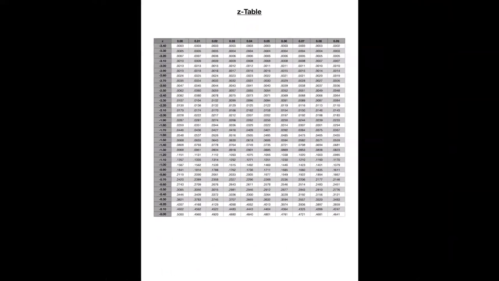Now let's look at that other Z-score. Z was equal to negative 1.43. And so what we're seeing here is negative 1.4 and then 0.03, yet again first two, and then the last one. So we go down, we go across, and we get 0.0764, 7.64%. So now I'm going to take note of each of those areas.